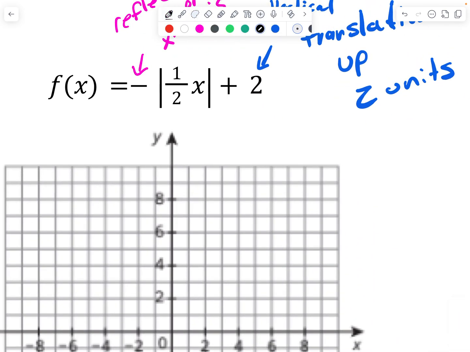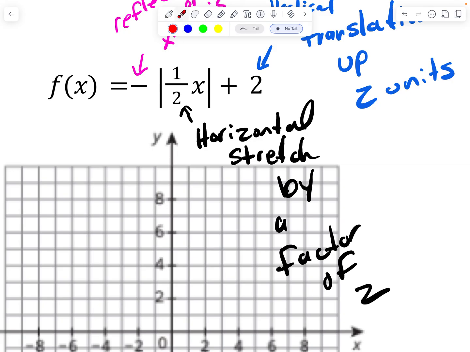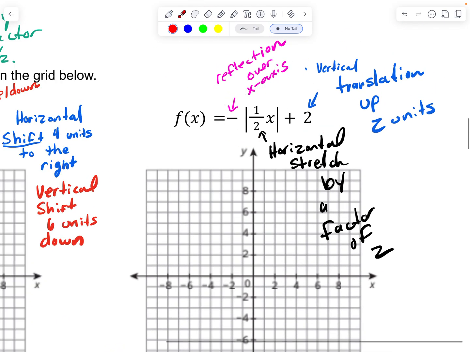So this number right here, that 2, is a vertical, my bad. Remember, everything on the inside is a horizontal. So it's a horizontal stretch by a factor of 2. It does the opposite. Everything on the inside lies. So these are the correct transformations for this one here.